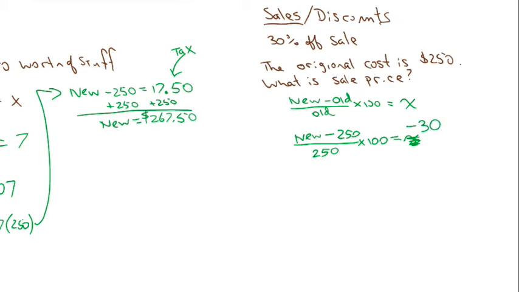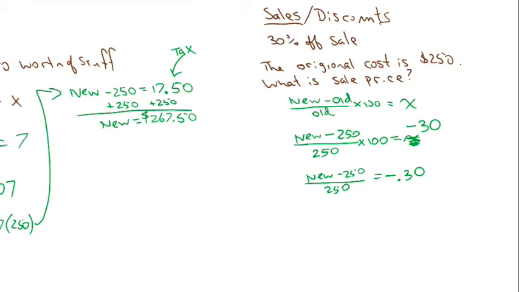Discounts are going to be negative percents. Taxes and increases are always going to be positive percents. So this number pretty much tells you if it's going up or going down. Since it's negative, it's going down. All right, first step of solving, divide by 100. So you get new minus 250 divided by 250 is equal to negative 0.3. I like keeping the 0, but you don't have to. Negative 0.30.